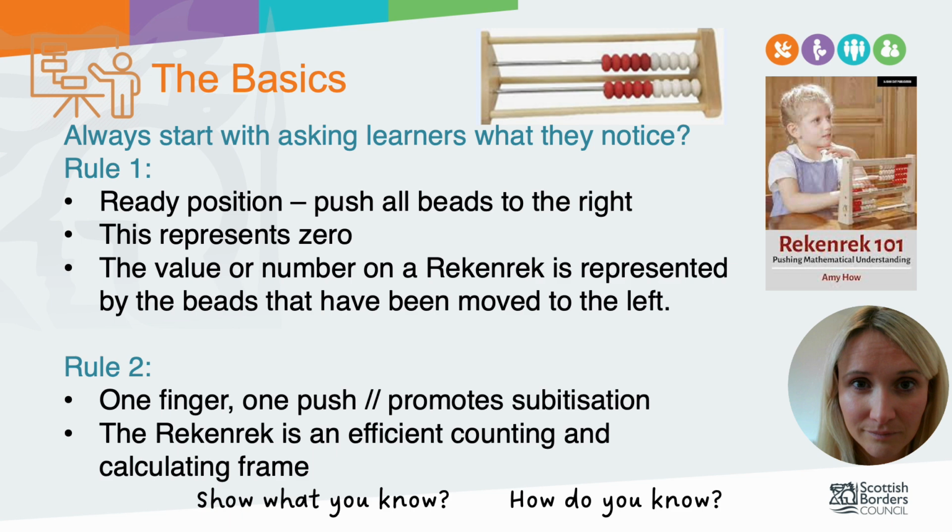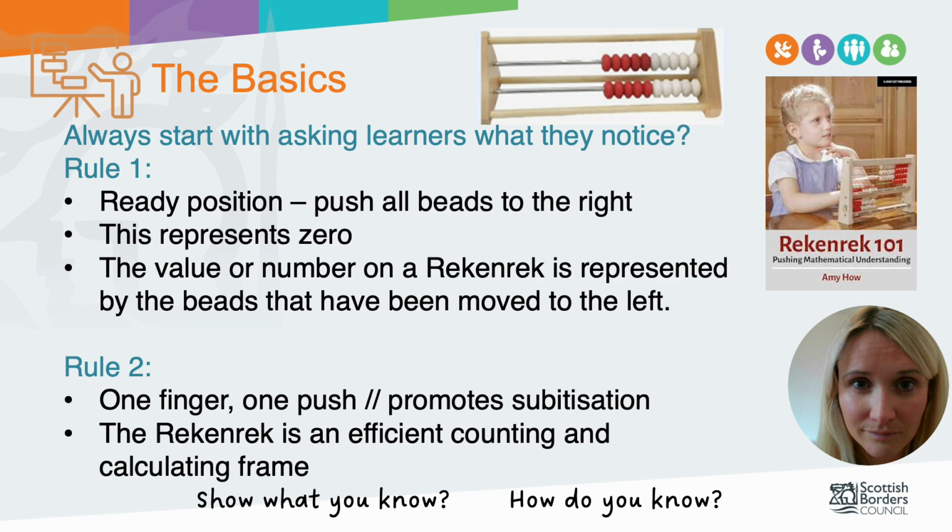Then there are two key fundamental rules. Rule 1 is about the ready position. The ready position for a Rec and Rec is to have all beads positioned on the right. You would just ask your learners to do a tip and tilt, get all their beads on the right hand side, and then place the frame down. What you don't want to see is learners tilting them back and forth loads of times. It's important to remind your learners that these are quite expensive and an important tool, and they just need to do one tilt to get all the beads in the ready position.